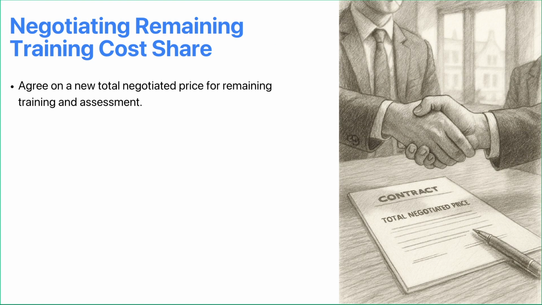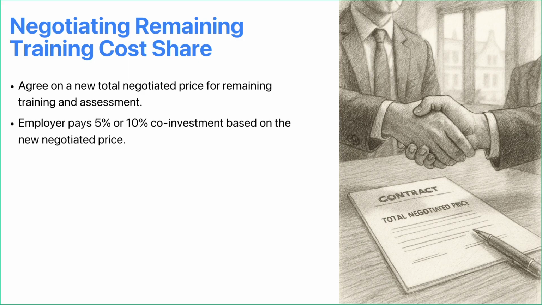When apprentices transfer to you, you'll agree a new total negotiated price for the cost of the remaining training and assessment. The employer will need to pay a 5% or 10% co-investment contribution to you based on this new total negotiated price agreed. The co-investment rate you charge will stay the same as what was set at the start of the apprentice's original apprenticeship program. So if they started at 5%, they'll continue at 5%. And if they started at 10%, they'll continue at 10%.